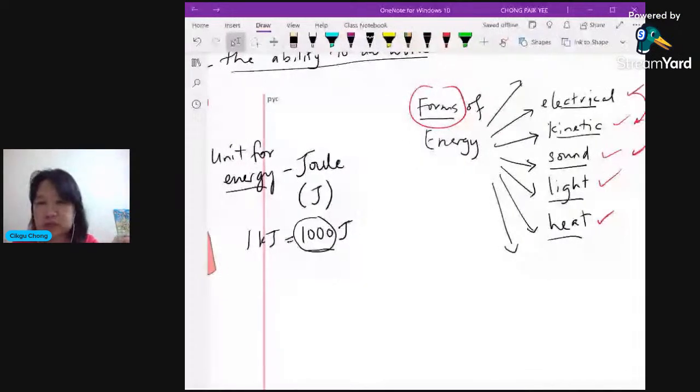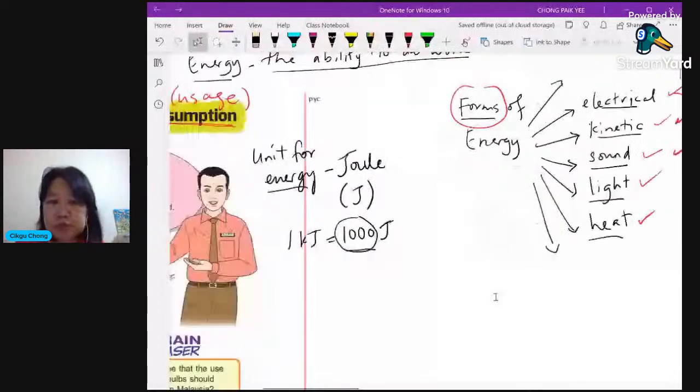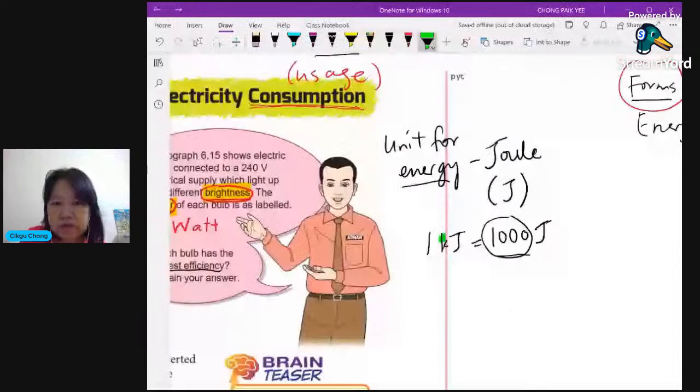So these forms of energy are calculated in a unit called joule. And 1 kilojoule is equivalent to 1,000 joules. Whenever you see kilo here, it refers to 1,000. Very simple. It's called the metric system, started by the French during the French Revolution. So when you have a kilometer, it means 1,000 meters.